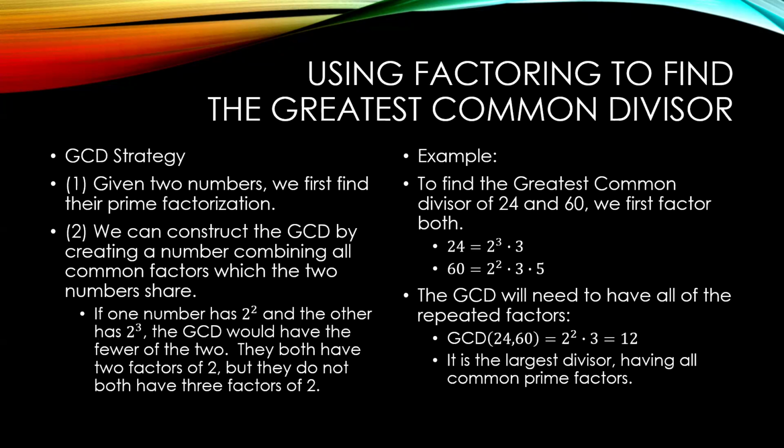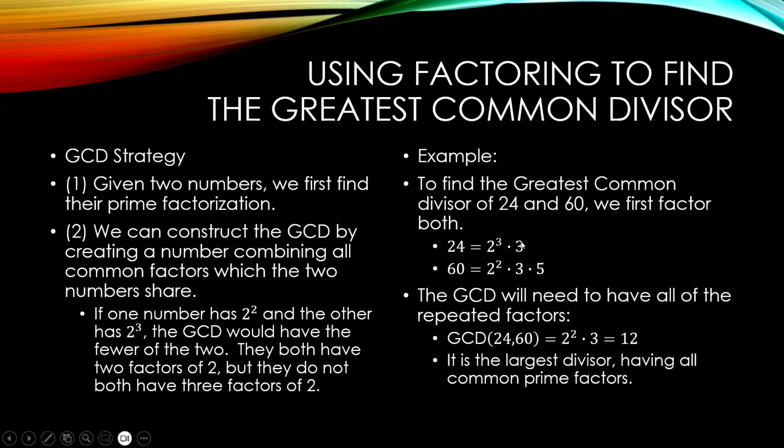There's also a strategy for finding the greatest common divisor, which is kind of similar. Given two numbers, we can find the prime factorization, and then we can construct the GCD by creating a number which combines the factors which the two numbers have in common. So if one number has a 2 squared and the other has a 2 cubed, the GCD would have the fewer of the two. Again, this is looking for a common divisor, so we're looking for what both of them have in common.